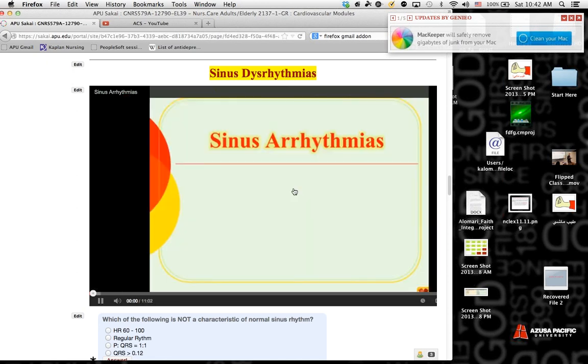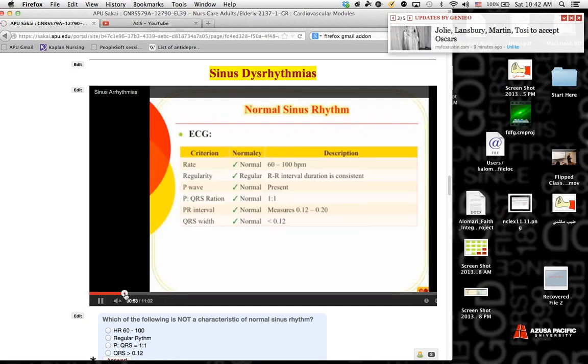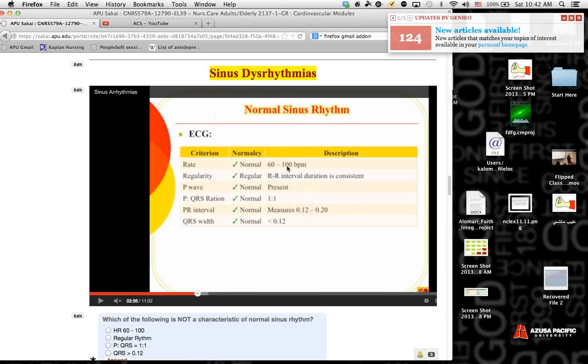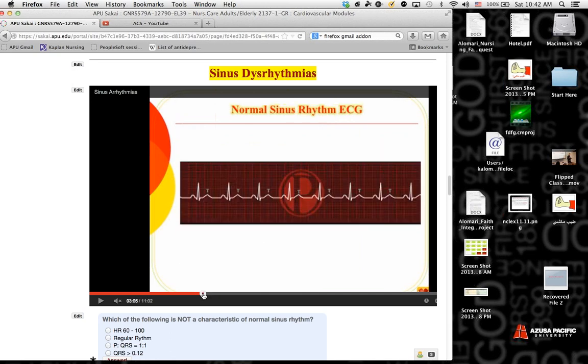Okay, sinus rhythms. Let's start with the sinus. I'm just going to talk about the criteria of each one. Normal sinus rhythm is your baseline that you will apply and compare any other rhythms to. The heart rate should be normal. It must be regular. There must be only one P wave before every QRS, so the ratio is 1 to 1. The PR is 0.12 to 0.2, which is 3 to 5 small boxes, and the QRS should be less than 0.12, which is 3 boxes.